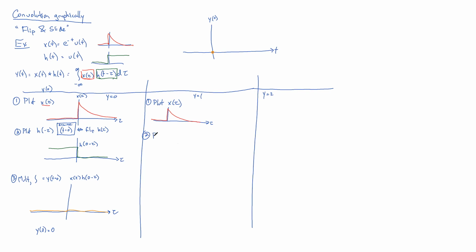But now, John, what is our new green thing when we're doing it for t equals 1? Shoot.